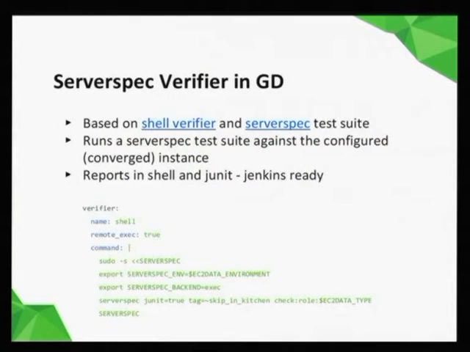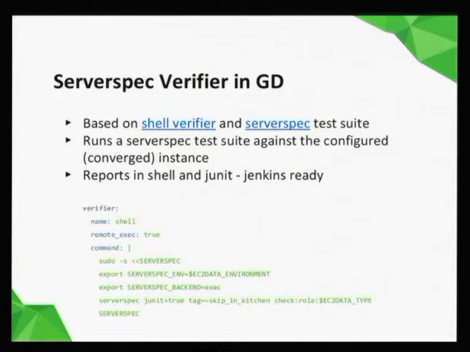How do we actually execute Serverspec? Given that we have this custom test suite executor, we're interested in invoking it the same way as in production instances, for example, in the same way in a Docker test container. So we just reused the shell verifier. We just tell it to run shell and do some stuff in the test step, and we run the Serverspec there, overriding control variables. Our implementation can produce results in JUnit, so we can easily plug it into Jenkins.